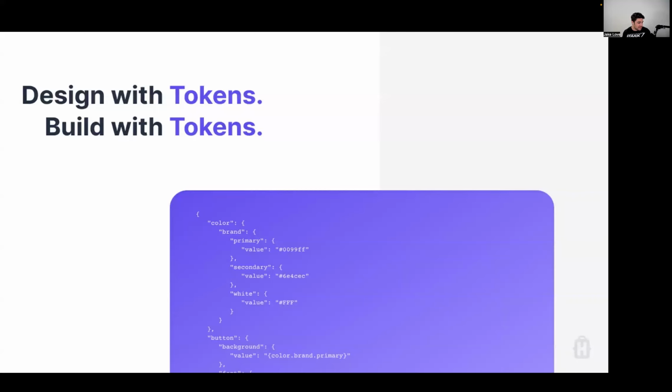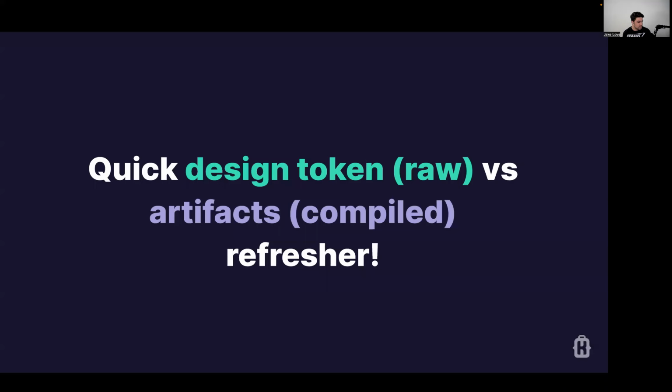This is a slide I've left in here a couple times, but we're going to spend some time talking about how theming inside of design systems is just better with design tokens. So design with tokens and build with tokens. For those of you that were here on some previous webinars, this is going to be just a really quick refresher. I just kind of wanted to get a quick picture out there for what is a design token in a raw format and what that token turns out to be in terms of an artifact once it's compiled.